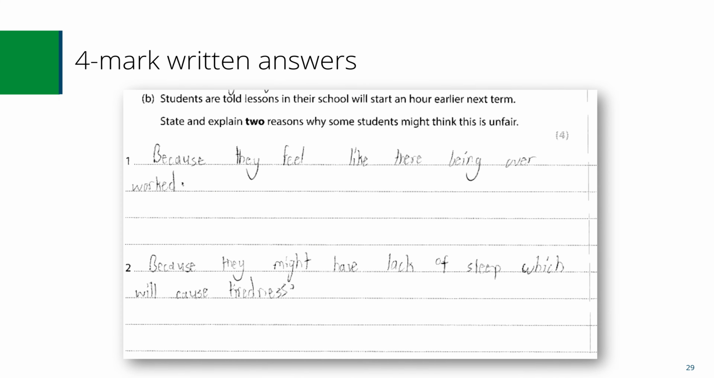Now let's take a look at some examples of students writing. Pause and press play when you're ready for me to tell you what the mark is.